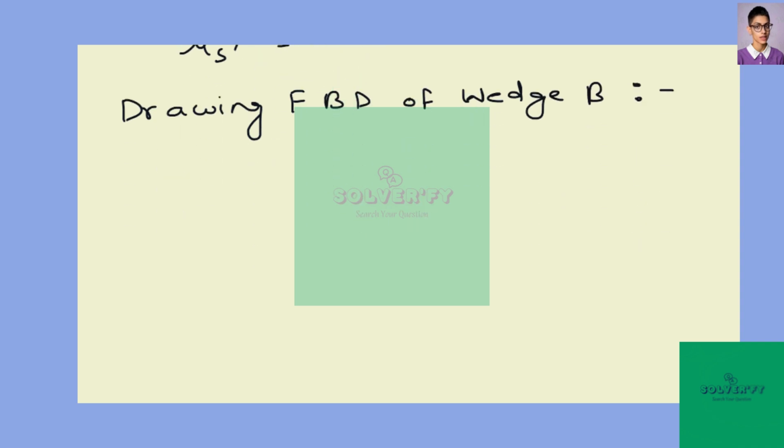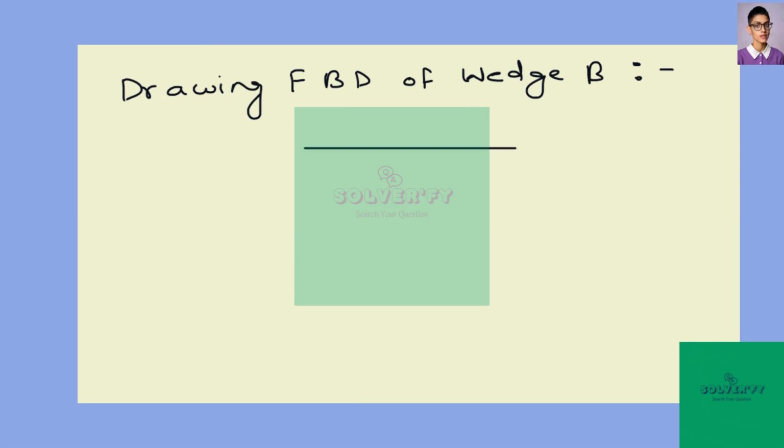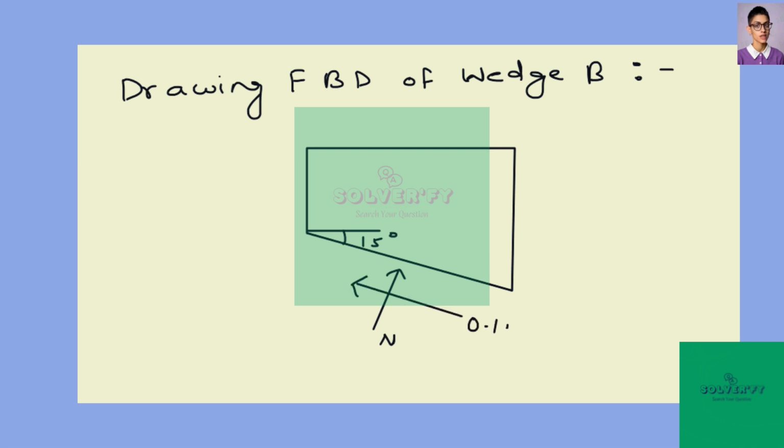So, drawing the diagram of wedge B, we will show all the forces acting on this wedge B with the help of the given data in the question. This angle is given as 15 degrees. This is N. This is 0.1 N. This is ND, and here it is 0.2 ND. This is 3000 lb.